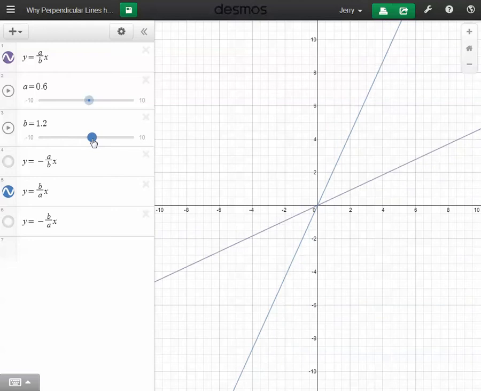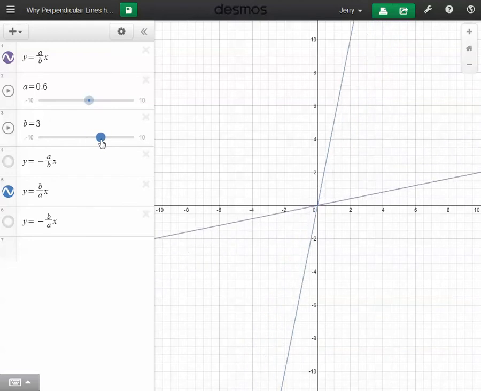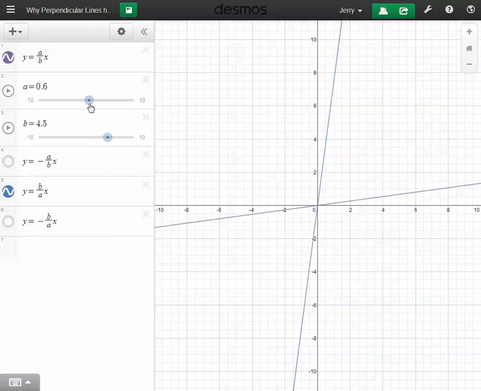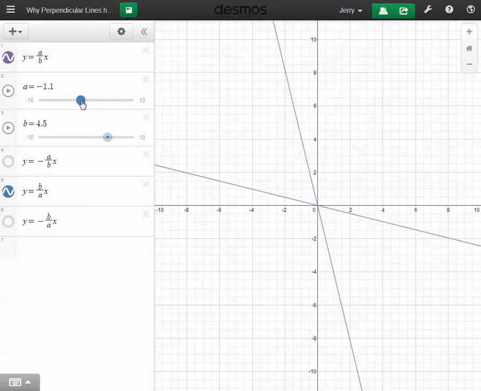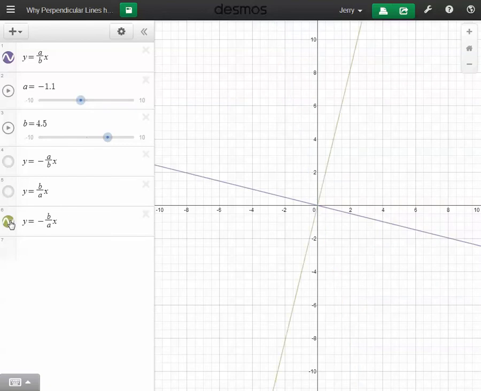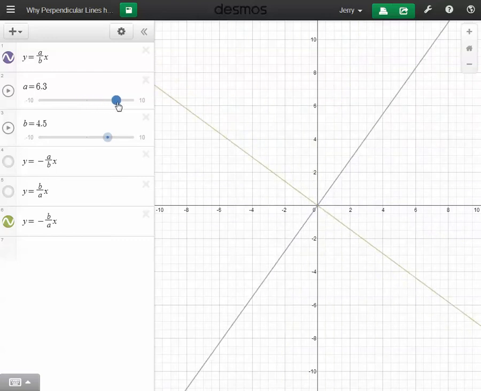So what's going on is our slopes are inverses of each other. So as the one's really steep, the other is not so steep. And if we switch it the other way, if one is not steep, then the other is steep. But if we do the opposite and the reciprocal, check it out. Now the lines are always perpendicular.